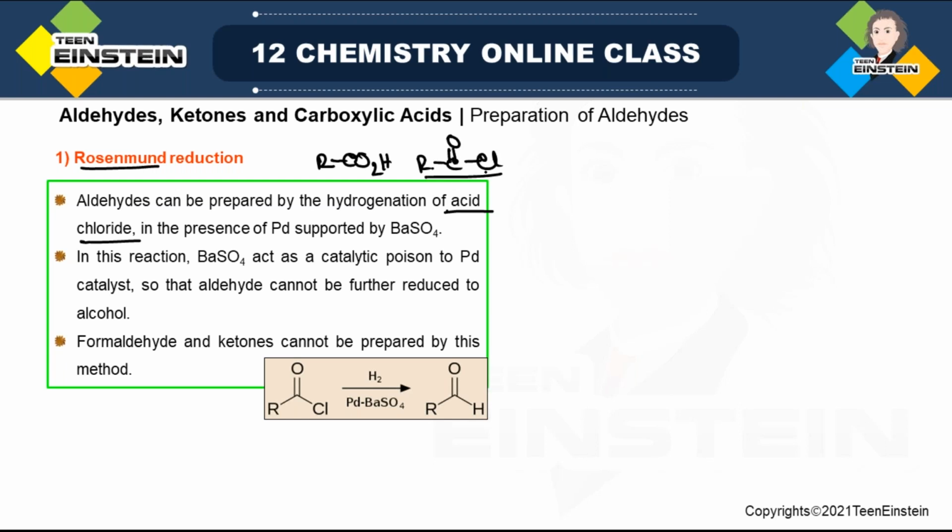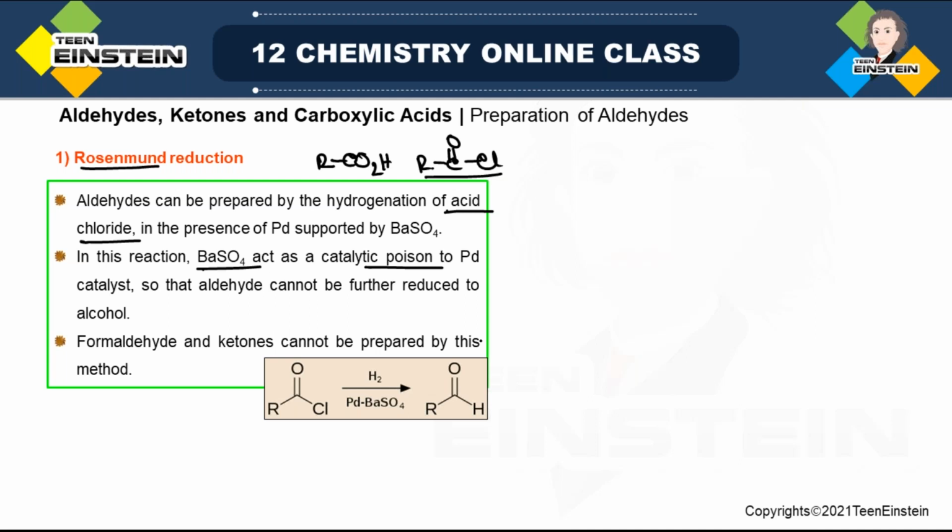So you have to take this type of molecule, and the reducing agent is palladium in the presence of barium sulfate. Here barium sulfate is basically a catalytic poison for the catalyst Pd. So the actual catalyst is palladium. It can be asked that in Rosenmund reduction, in the mixture of Pd and BaSO4 that you are using, which compound is actually the catalyst? So here the catalyst is the metal Pd, palladium, and BaSO4 is acting as a catalytic poison.